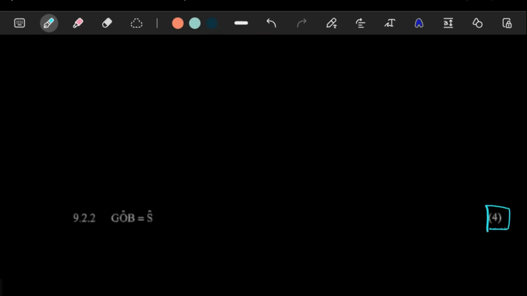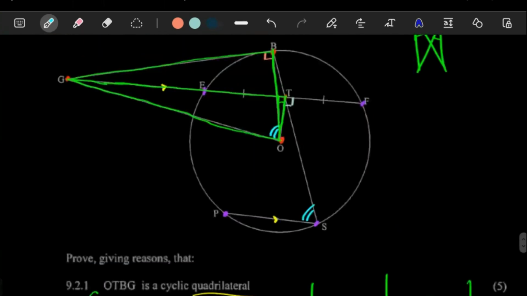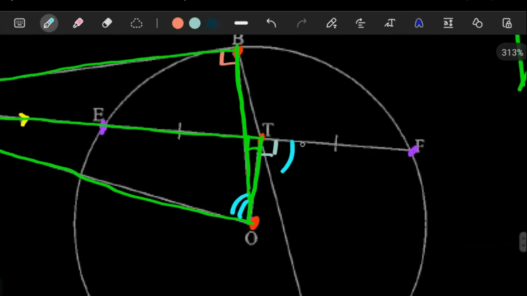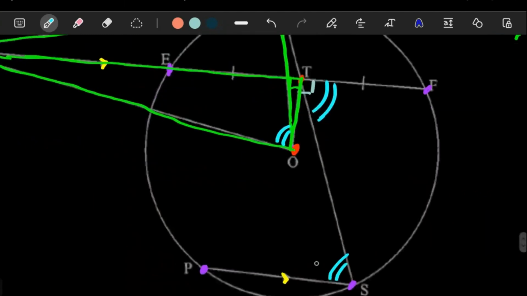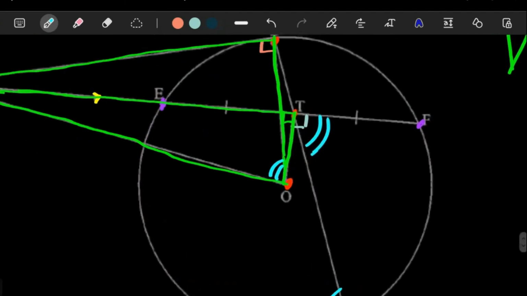So moving on with this 4-mark question, the only thing that it seems like we can do here, what can we do? Okay, we have alternating angles here. So let's maybe focus on that. This angle here is equal to S. So how can we then show that this angle is equal to that one? That is super interesting.